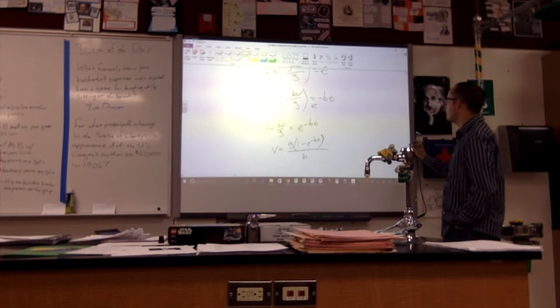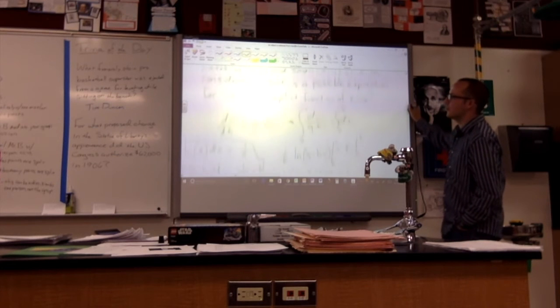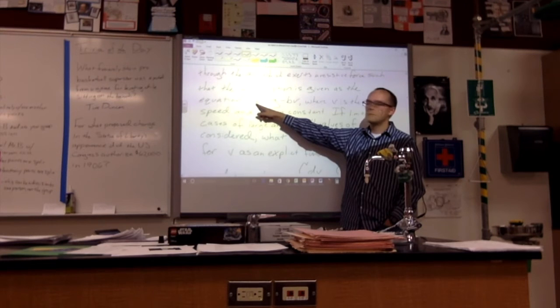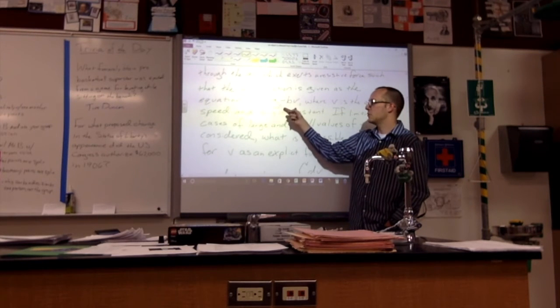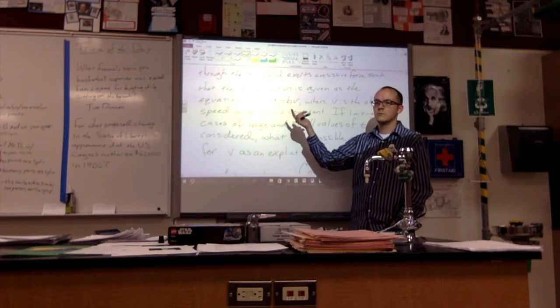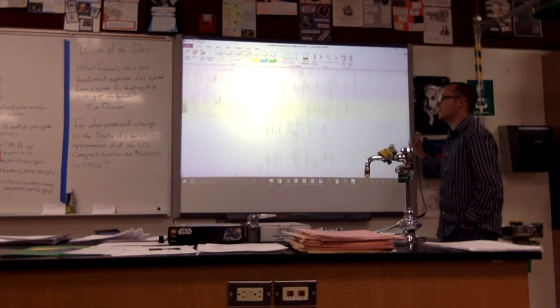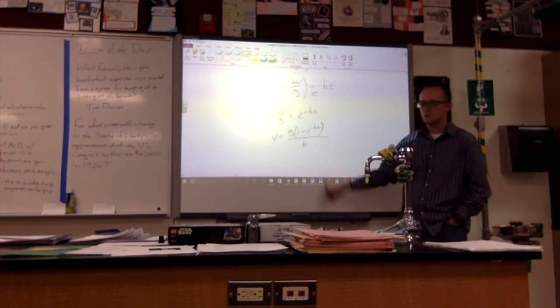Which, if you look at your original equation up here, I'll go back in a second. If a equals 0, v is equal to g over b. So we found the function for v.